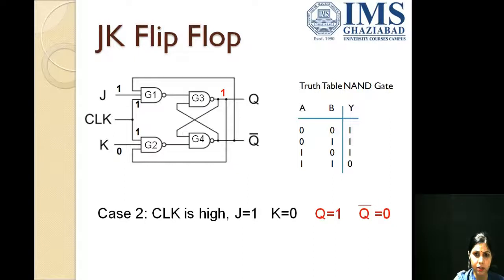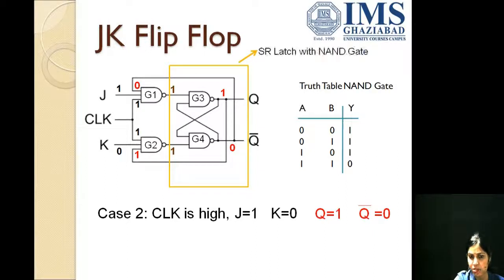Now this 1 from previous output Q goes as an input to the NAND gate G2, and the 0 from Q bar would be going as an input to the NAND gate G1. Now since both the NAND gates G1 and G2 have 0 as the inputs, the output from both the gates would be 1. And let us now see the previous output. This again works as an SR latch with NAND gate. Here the output from G4, the previous output from G4 would be going to the G3 NAND gate, and it is 0.